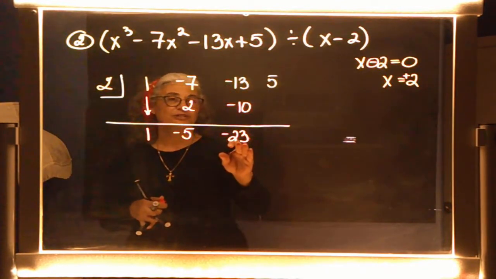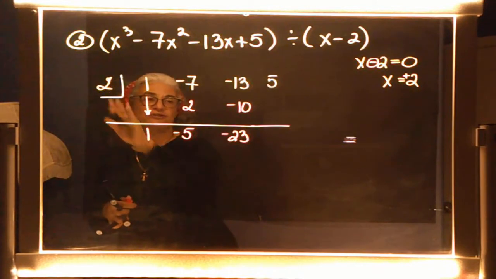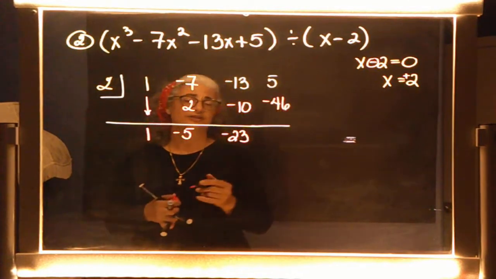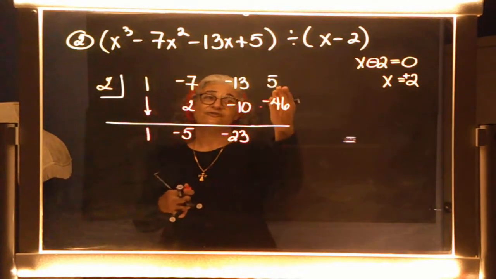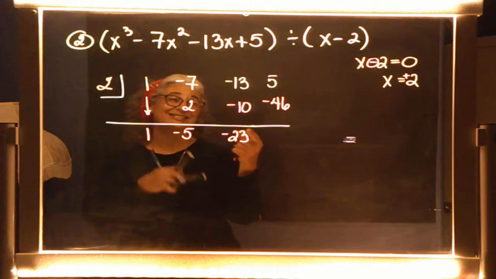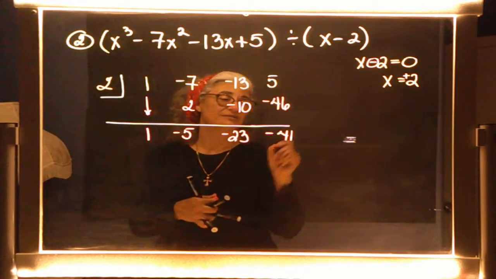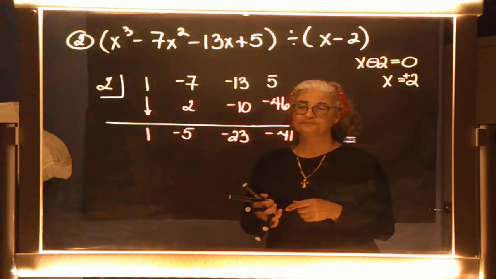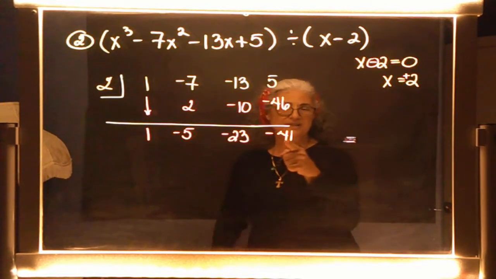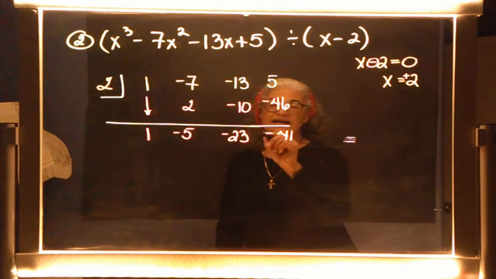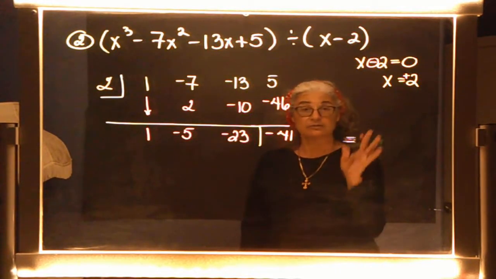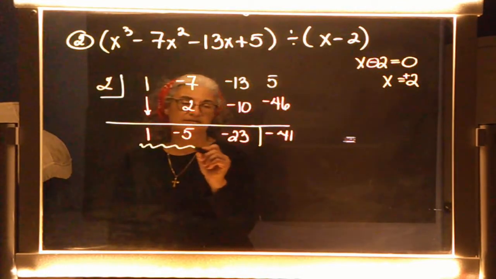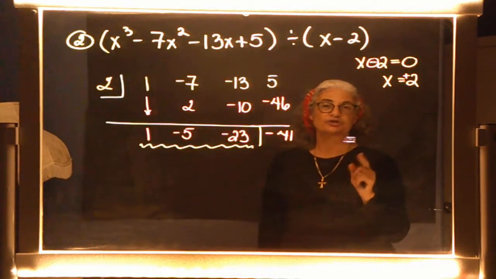Good. I take my number I just put in the answer spot and multiply by the 2, which gives me negative 46, which goes under the very next number. And then I just do 5 plus a negative 46, which is negative 41. And since there's no other numbers here, I'm done with that, aren't I? Okay, so what's this last number represent? Excellent, that's your remainder. So, this answer spot is a polynomial to what power?